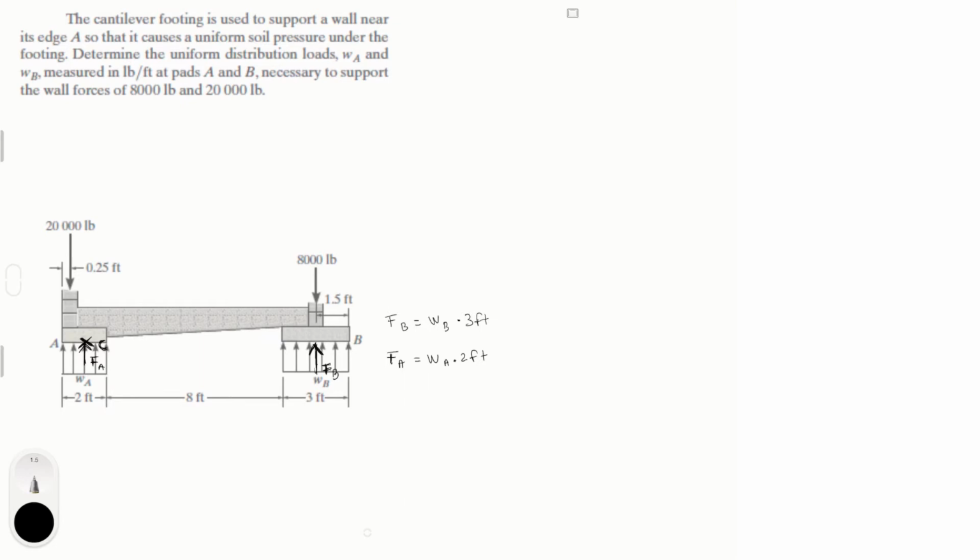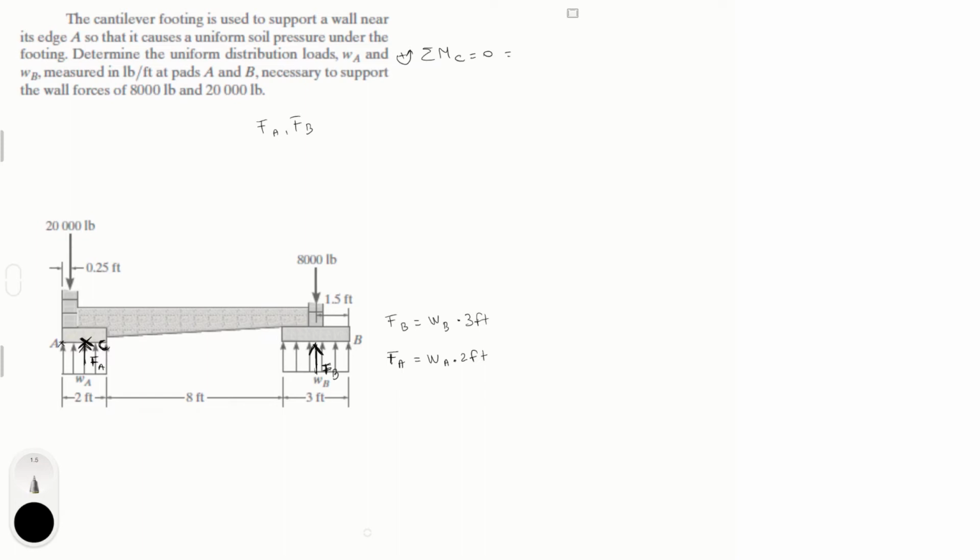I'm going to call this point C, because A is supposedly right here, and I don't want to confuse you with that. I'm going to say that the sum of the moments around C is equal to zero, assuming counterclockwise is positive. Why am I doing this at this point? Because we have to find FA and FB. I'm picking the sum of moments at the point where FA is applied to eliminate it and find FB. You could have done the same thing with FB, but let's just do this one.